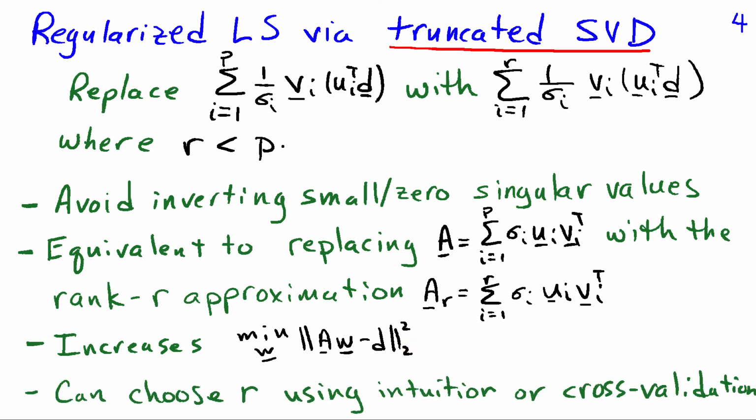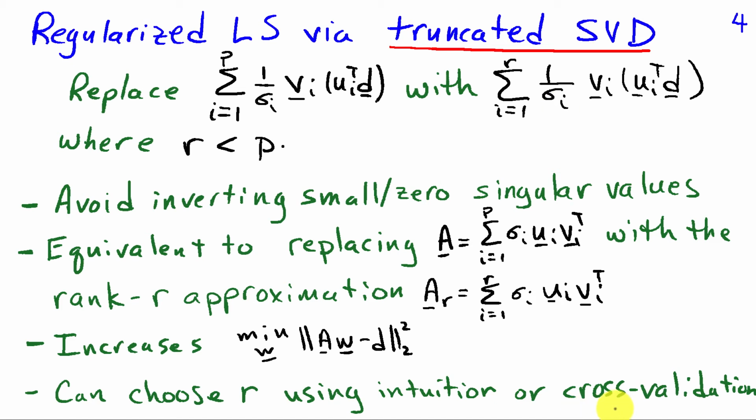However, we're readily accepting that increase in the error so that we can decrease the sensitivity of our solution. So how do we choose R, the number of singular values that we're going to include in the inverse? Well, one way to do this is to use some intuition and look at the size of the largest singular value and decide what kind of dynamic range, in other words, how much variability in 1 over sigma i you want. Another approach is to use cross-validation.